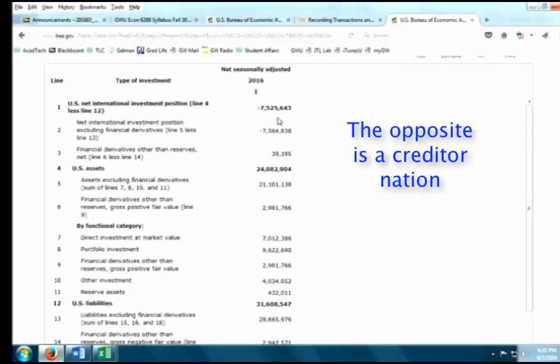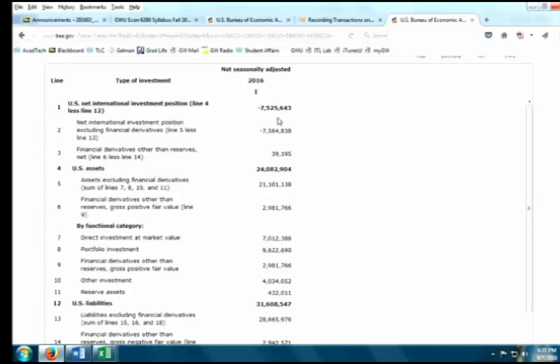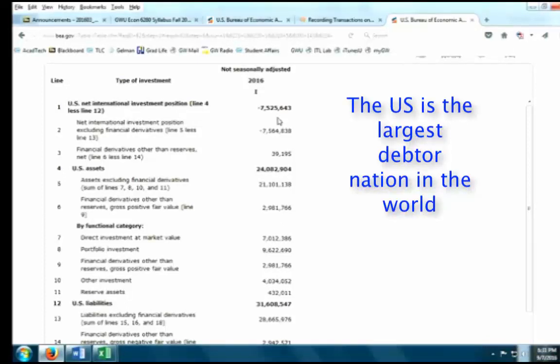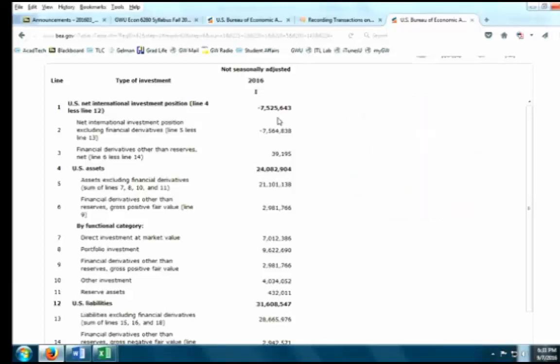If the number were positive, we would call the country a creditor nation. So we don't use the term deficit and surplus here. We use debtor versus creditor. Now, the $7.5 trillion is bigger than any other country in the history of the world. That net position is bigger than anybody. So it's correct to claim that the U.S. is the largest debtor nation in the world. We owe more money to the rest of the world than any country, probably almost every other country combined.